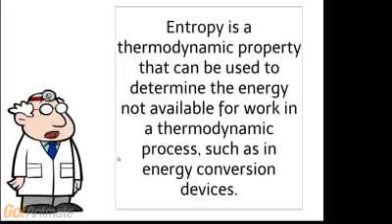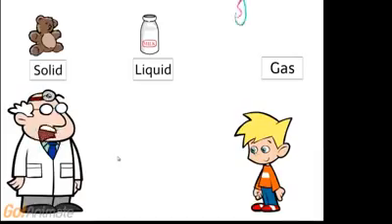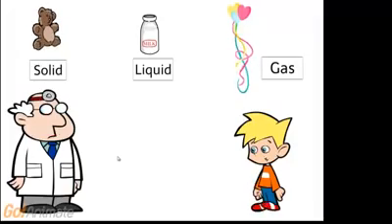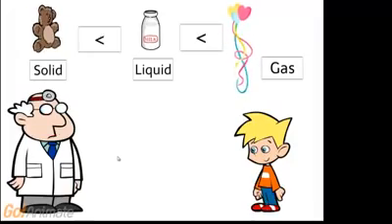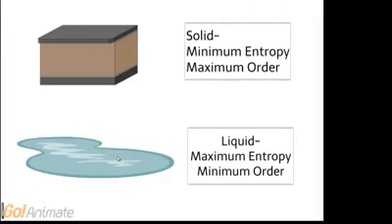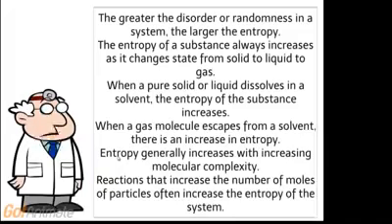Entropy is a thermodynamic property that can be used to determine the energy not available for work in a thermodynamic process, such as in energy conversion devices, engines. The following are in order from least to most amount of entropy. Solid, liquid, gas. Let's think about it. Solids have minimum entropy and maximum order, whereas gases have maximum entropy and minimum order. The greater the disorder or randomness in a system, the larger the entropy. The entropy of a substance always increases as it changes state from solid to liquid to gas.